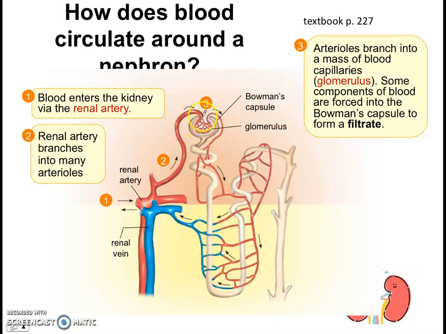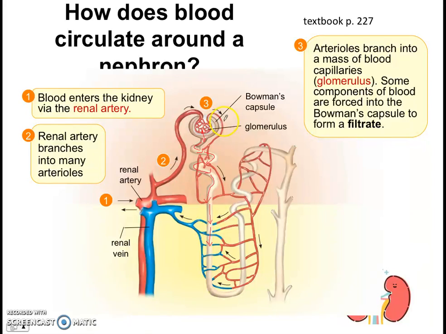So it is here where an important process called ultrafiltration takes place, and we'll look at that more in the next video. During ultrafiltration, some of the components of the blood inside these capillaries are forced out of the capillaries and into the Bowman's capsule. They then form a filtrate which will continue to move through the kidney tubule. So this filtrate moves through the kidney tubule until it reaches the end of the tubule.